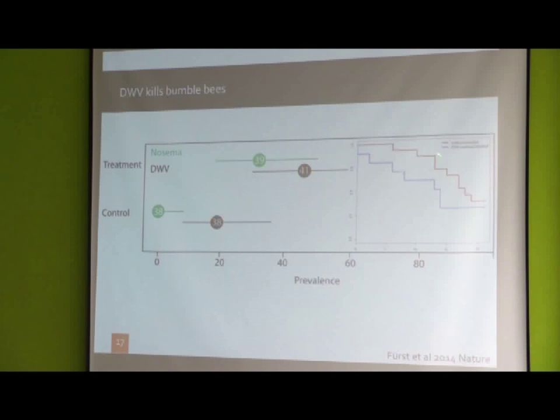So this is a survivorship analysis. The blue animals are ones that were inoculated with the virus. The red ones are ones that are not. And you can see that there's a significant decrease here in the longevity of bees.